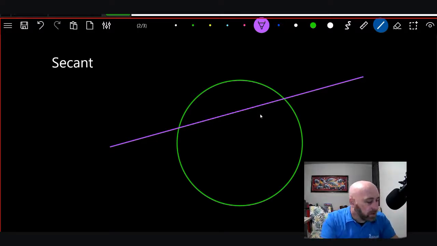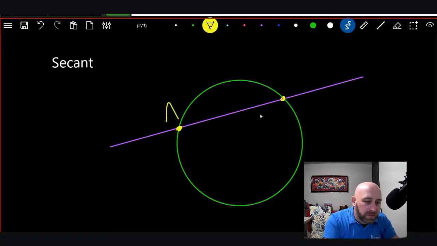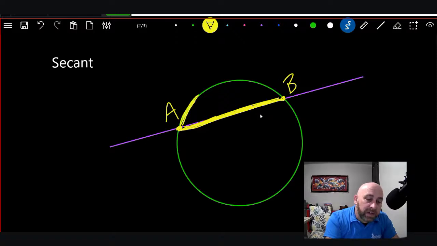Now, a couple things about the secant. Let me talk about these points right here, where it cuts the circle. We can name these. We'll name these A and B. Okay. So points A and B. Those are just points on the circle. Now watch what happens here if I connect these using a chord. And now what happens if I go around this on my arc?